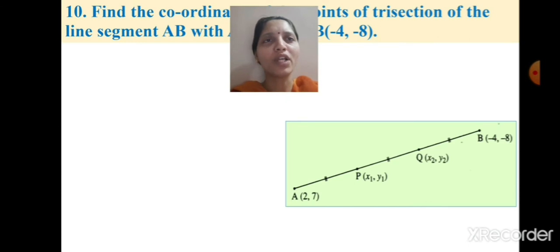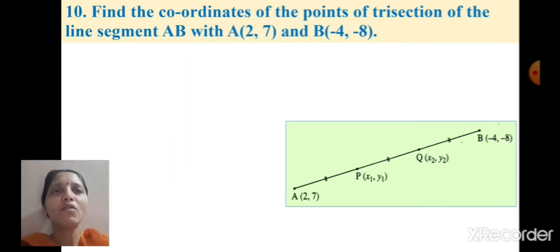Now let's move on to the next sum. 10th one. Find the coordinates of the points of trisection of the line segment AB with A having coordinates 2 comma 7 and B has coordinates minus 4 comma minus 8. Now what is the meaning of this? Trisection. Trisection means 3 parts. So this segment AB has divided into 3 parts with the help of 2 points. Which are the 2 points here? Point P and point Q.